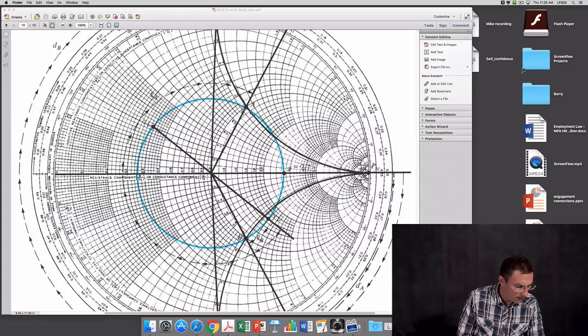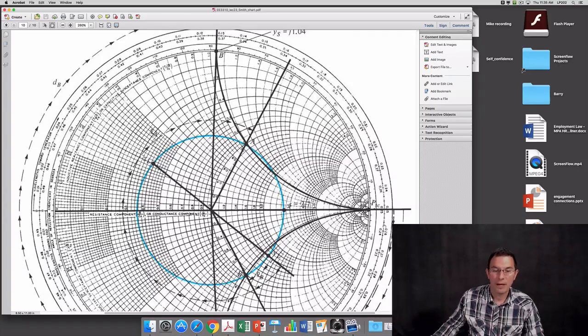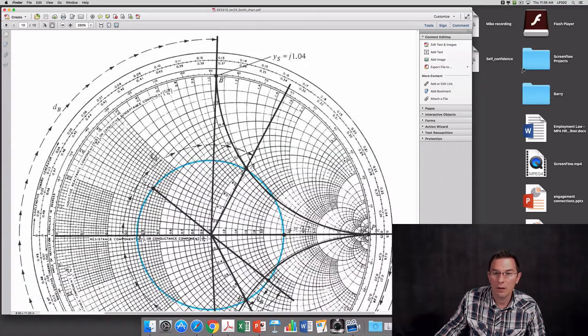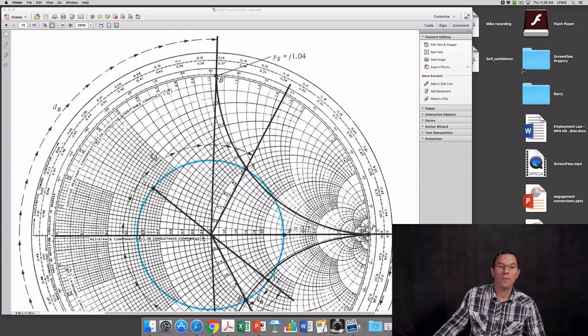Okay, let's look at the admittance here at point A. How do we do that? Well, you find the admittance circle that passes through A, this one right here. That corresponds to an admittance of positive J 1.04. So right there, you read that number, see here's 1.0, here's 1.2, so that point is about 1.04.